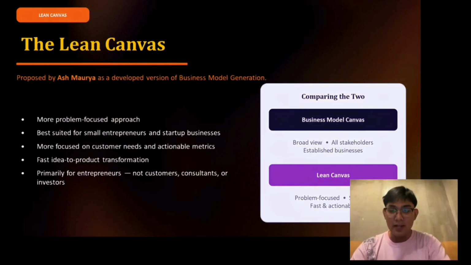It also has a more problem-focused approach, best suited for small entrepreneurs and startup businesses, focusing on customer needs and actionable metrics, fast idea to produce information, and primarily for entrepreneurs, not customers, consultants, or investors. It also has 9 parts or 9 elements that I will be discussing on the next slides.